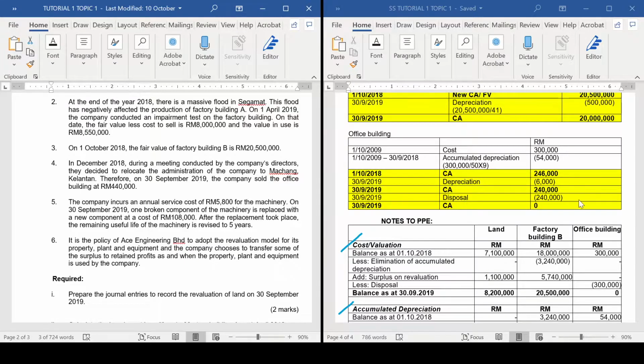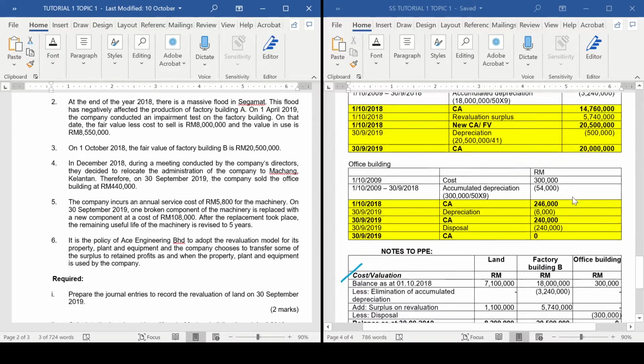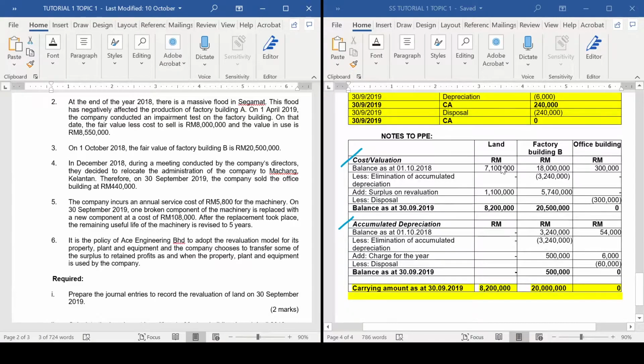The one that will affect the cost and accumulated depreciation account is only related to carrying amount. Now let's prepare notes to PPE for land. Land is a non-depreciable asset. Of course, the accumulated depreciation will be equal to 0. There's nothing here.